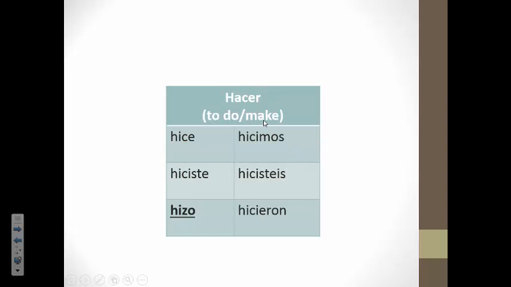Hacer, to do or to make. You guys learned this verb in semester 1. Its conjugation: hice, hiciste, hizo, hicimos, hicieron. Do notice, I bolded and underlined hizo. The irregular stem is HIC for the verb hacer. But you can't leave this as a C here because it impacts pronunciation. If you don't change this, then you have just written ico. You don't want ico. You want to soften your C. You want to keep it hizo.